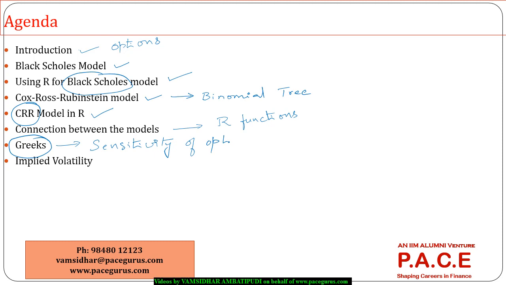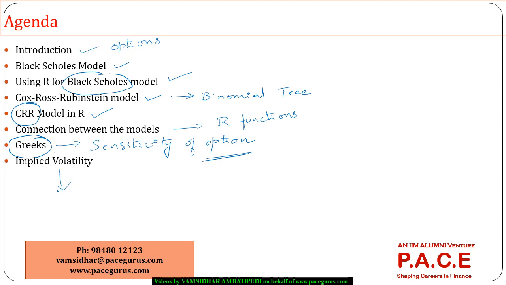How does the option premium or option price change when the stock price changes, or when the volatility changes, or when the time to maturity changes? So we'll try to have some understanding of how we compute the Greeks and what is the importance of each of these Greeks on the price of the option.